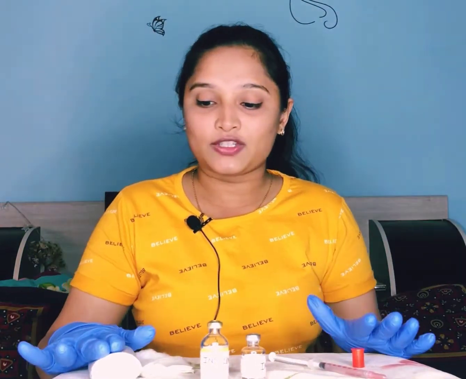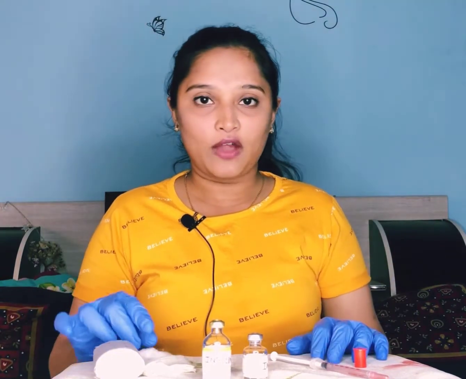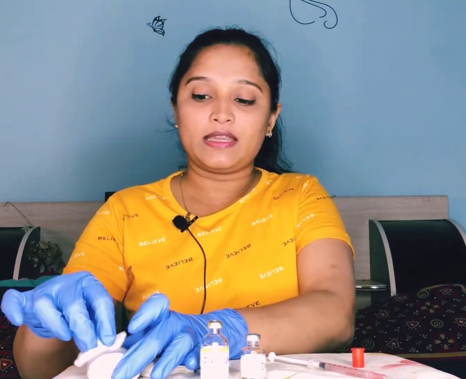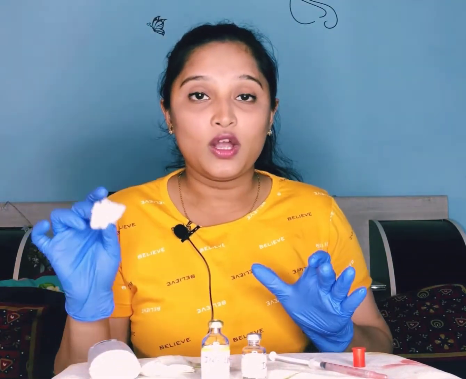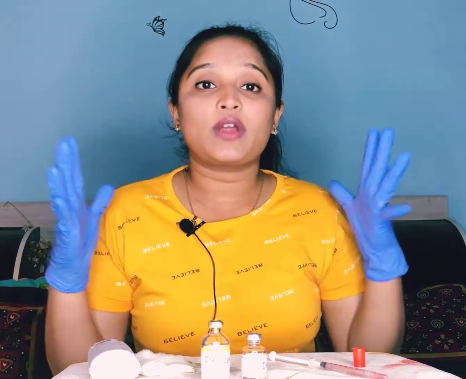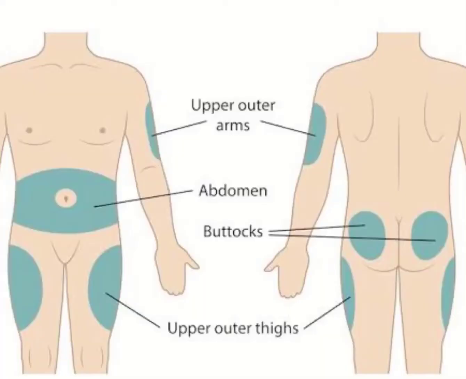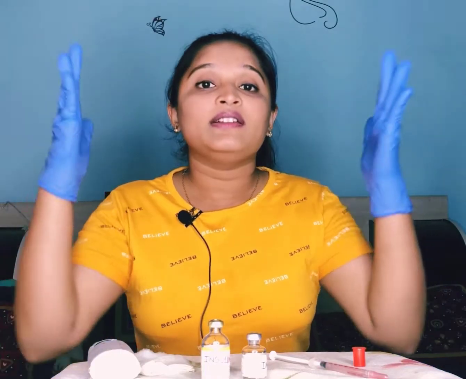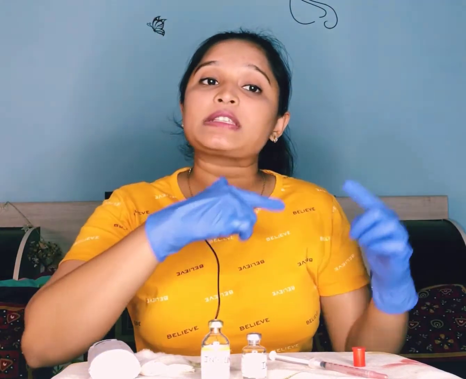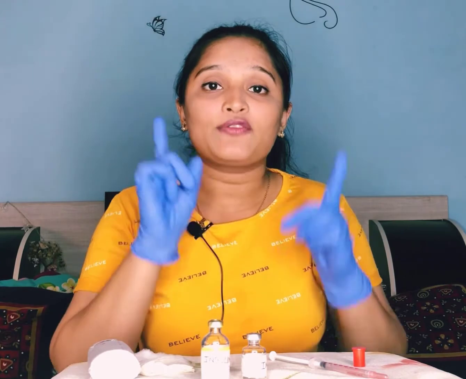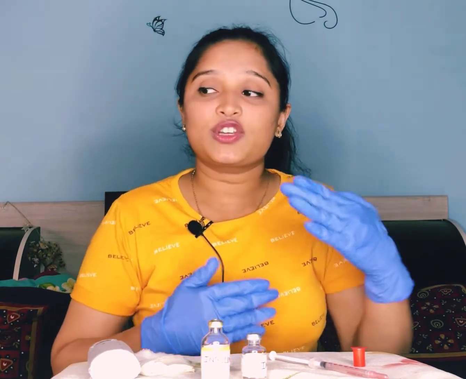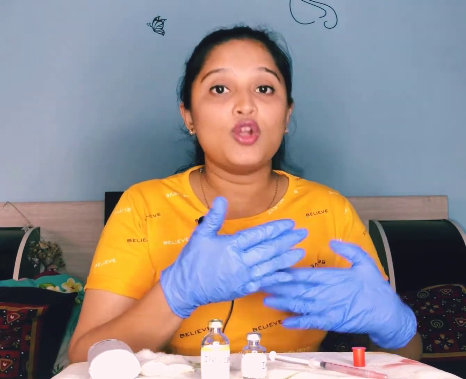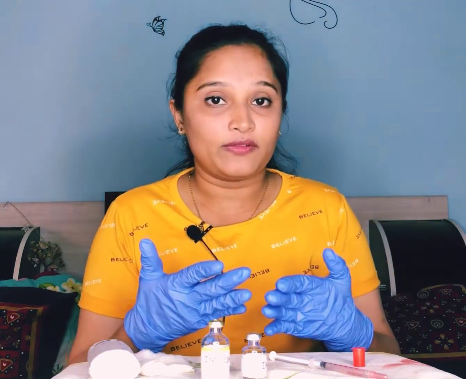Suppose this is my patient. So first we have to clean the site with the alcohol swab. The common sites where you can inject the insulins are the forearm, abdomen, buttocks and thigh. Divide the site into 4 parts. Use each site of one anatomical part for 1 week and then shift to the next site to prevent lipodystrophy.